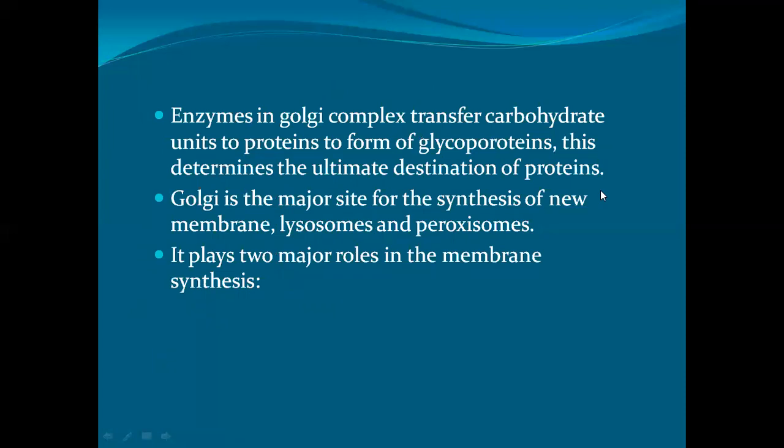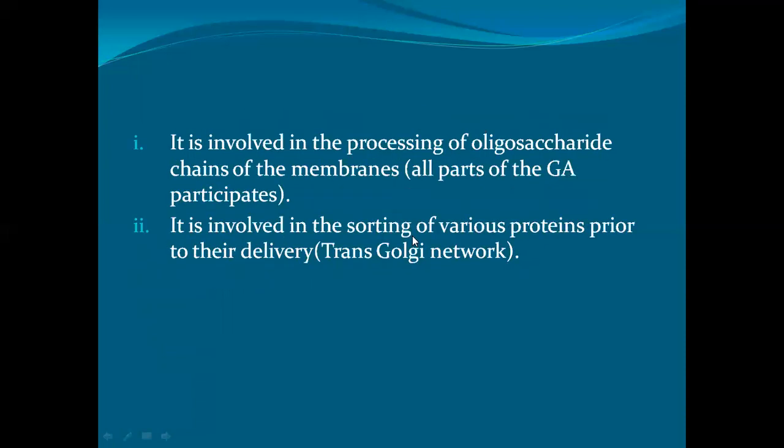The enzymes in the Golgi complex transfer carbohydrate units to proteins to form glycoproteins, and this determines the ultimate destination of proteins. Golgi is the major site of synthesis of new membrane, lysosomes and peroxisomes. It plays two important roles: it is involved in processing of oligosaccharide chains of the membranes, and in the sorting of various proteins prior to delivery.